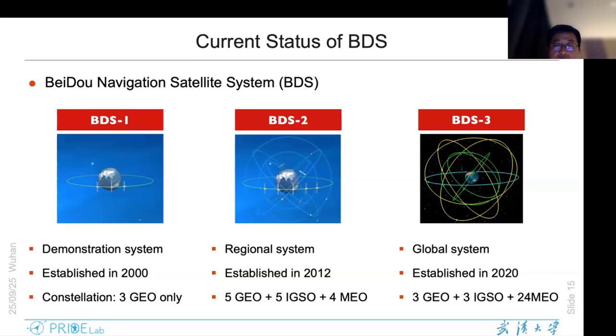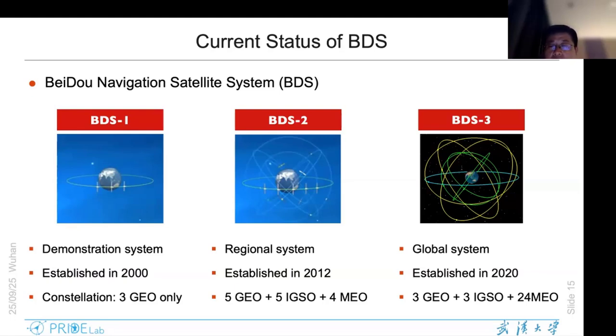This system was established in the year of 2012, and it has five GEO satellites, five IGSO satellites, the inclined geosynchronous orbit satellites, and four MEO satellites. That means this constellation is only for regional positioning, and it can be taken as an intermediate system between BDS1 and BDS3.